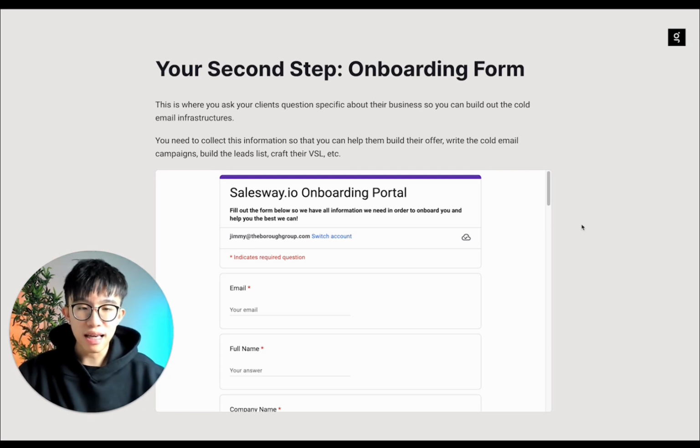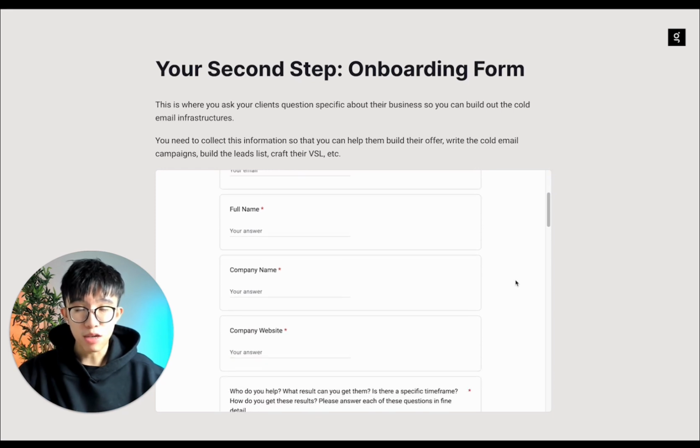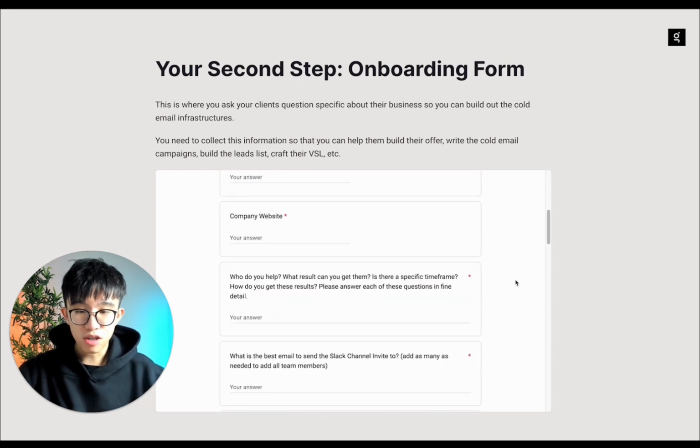So what it looks like is this is a Google Form. This is what you're seeing right now. The first thing is obviously we're understanding what the email address looks like, the full name, the company website, pretty standard stuff. The first question we ask is, who do you help and what result can you get for them? Is there a specific time frame and how do you get these results? Please answer each of these questions in detail.